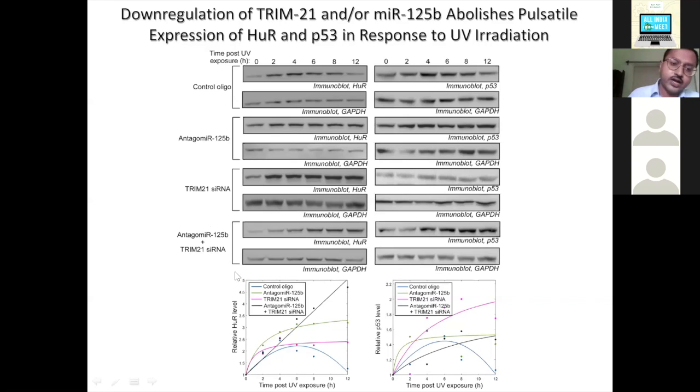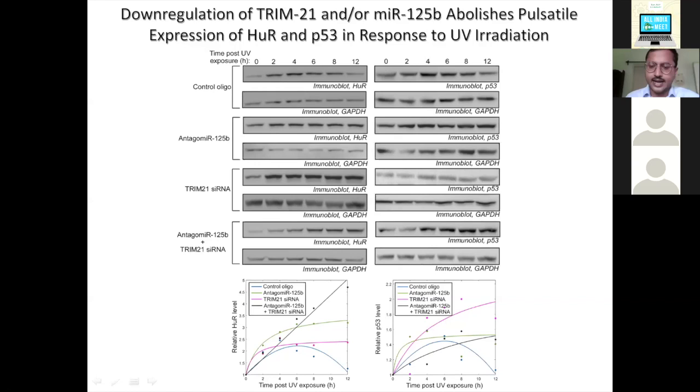Okay, and then when we use both antagomir 125B and TRIM21 siRNA, then we see that HUR increases linearly, which we had seen in our initial model, which had neither miR-125B nor TRIM21, and then P53 also goes up and attains a high, nearly linear. So basically, every step in our model we can go back and replicate by now. Basically, like inhibiting or manipulating each of the steps of this network which we have found.